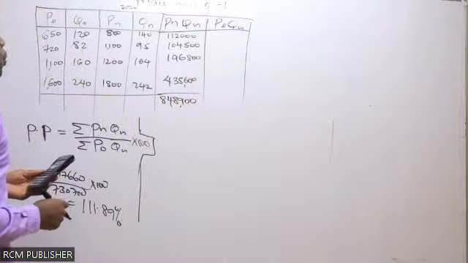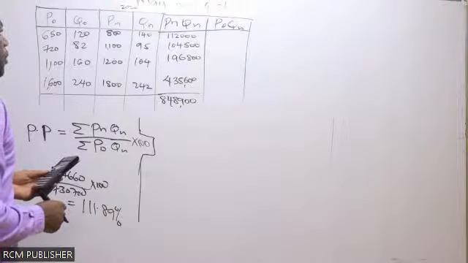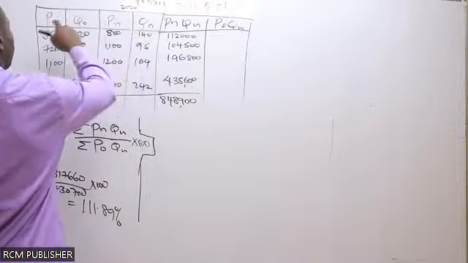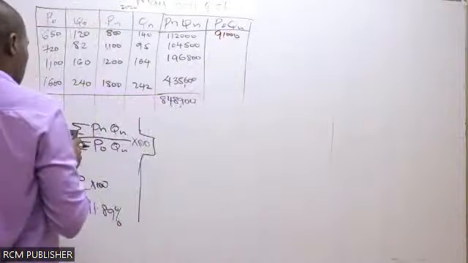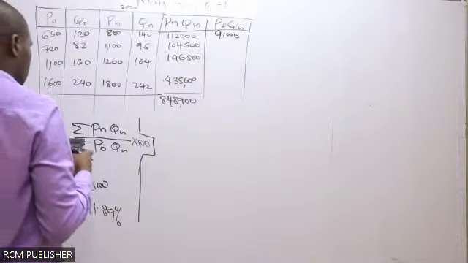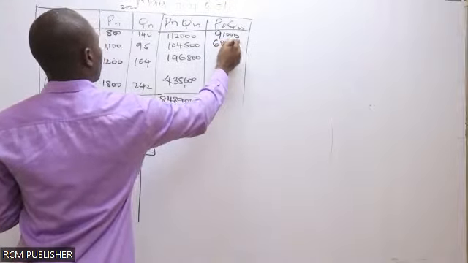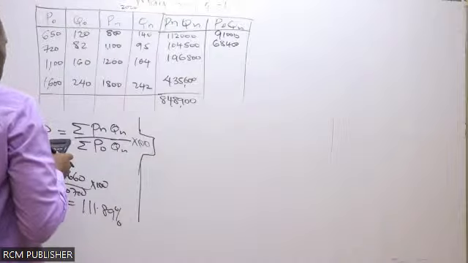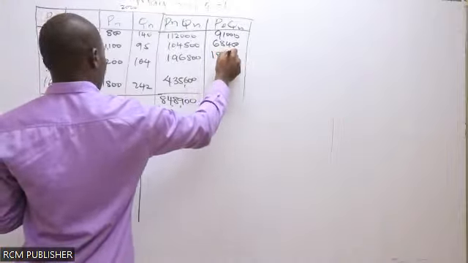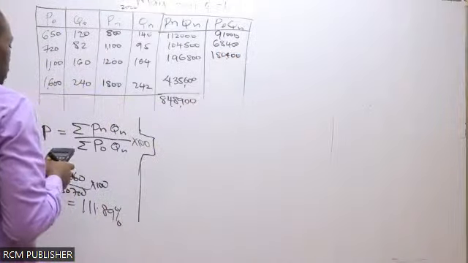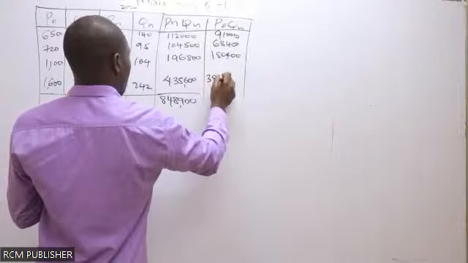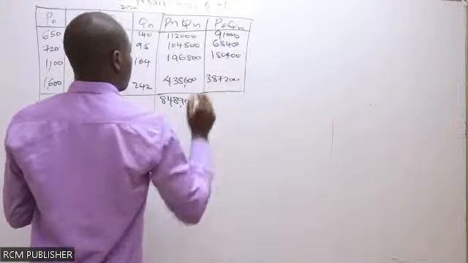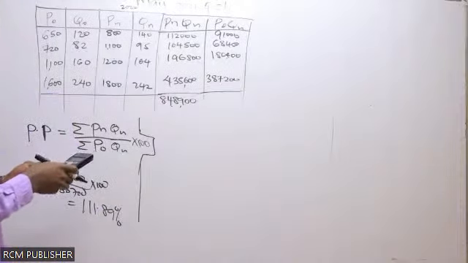Then we now move to POQN. This and this, so that is 650 by 140, 95 multiplied by 720, 164 by 1,100, and then 242 by 1,600. Get the total.